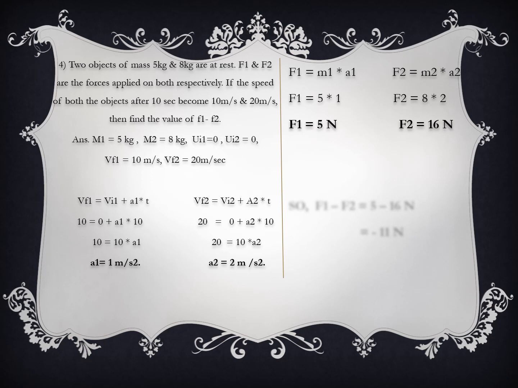So now we have got both values, F1 and F2. From the question, we have to find the value of F1 minus F2. So we will now put these values: F1 is 5 Newton and F2 is 16 Newton. We will subtract, so the value of F1 minus F2 we get is minus 11 Newton.